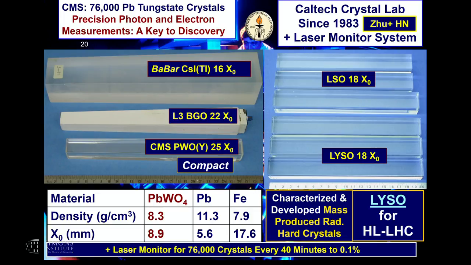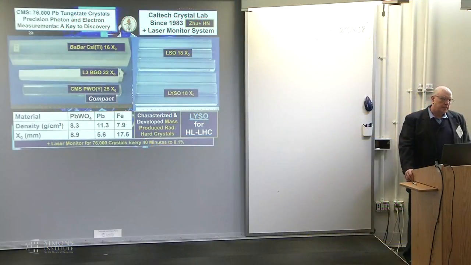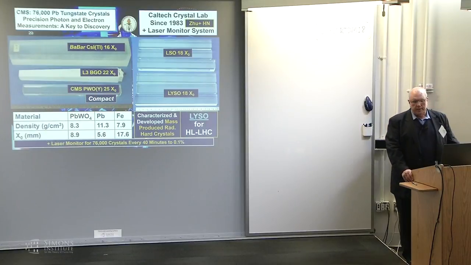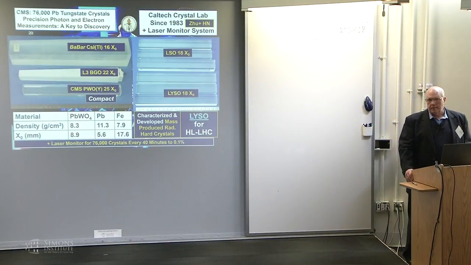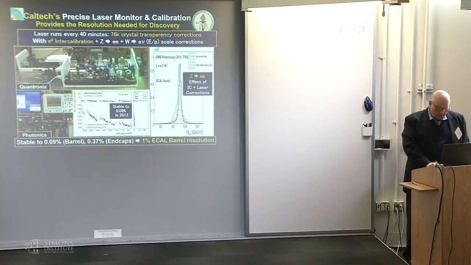We also have built a laser monitoring system. While the crystals are sitting in the radiation environment of the LHC, they undergo changes. What happens is the crystals, which contain defects and or impurities, form what are called color centers under ionizing radiation. And the color centers change the transparency of the crystals. And so every 40 minutes, we measure the transparency of each of the 76,000 crystals.